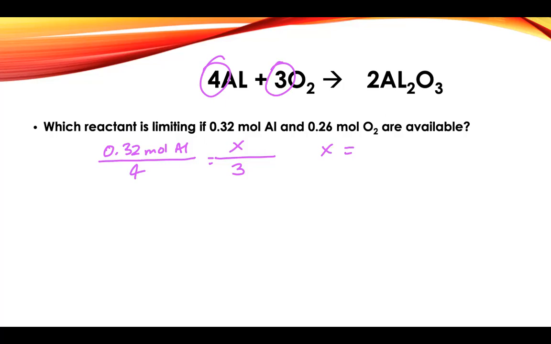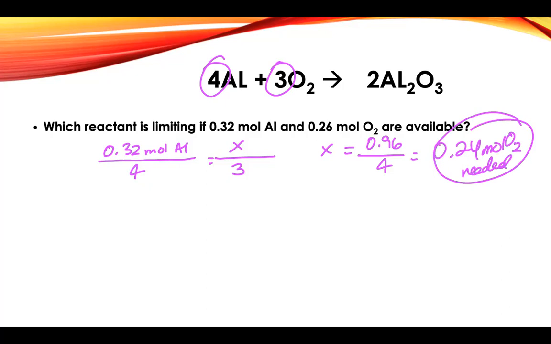So X is equal to, what is that? 0.96 over 4. And I don't know what that is in relation to 0.26. So 0.96 divided by 4, that's equal to 0.24 moles of O2 needed. And I have 0.26. So I have 0.02 moles of oxygen too much. So that means it's excess. Which reactant is limiting? Aluminum.